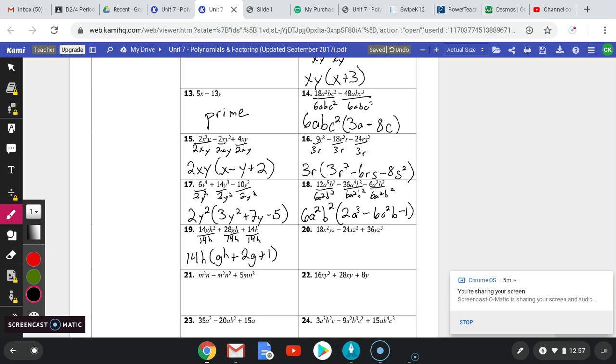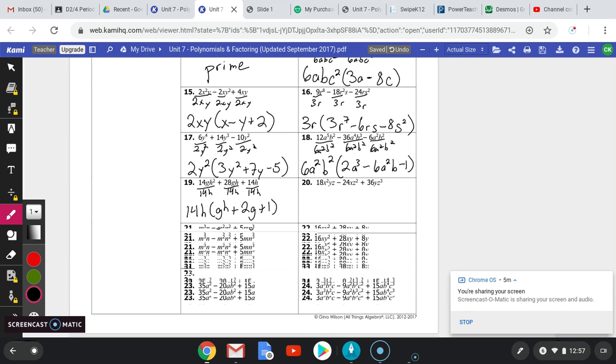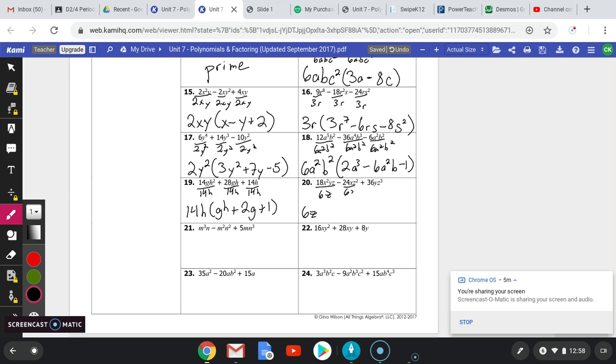All right, let's look at number 20. What's the greatest common factor of 18, 24, and 36? You'd be correct in saying the answer is 6. I have an x squared only in 2 of the 3 terms, so that's not a greatest common factor. The same thing for the y. But there is a z in each term, so I can factor out a 6z. So divide everything here by 6z.